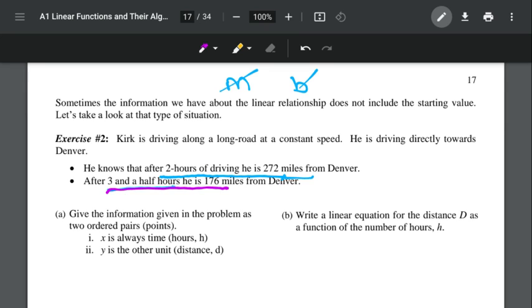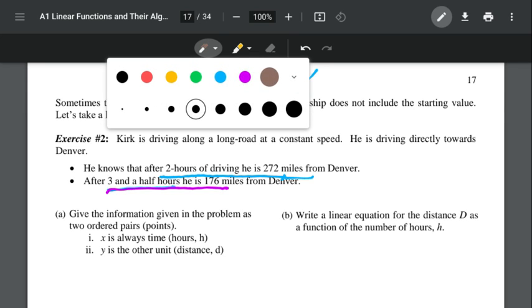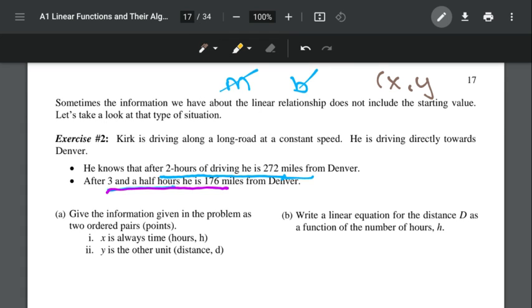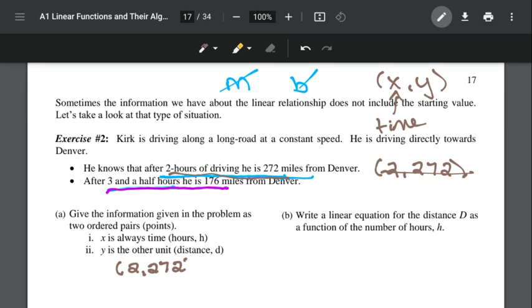This is the type of problem where they give us 2 points, 2 coordinate pairs. Remember, x is always time. So when we make a point, we have an x and a y. The x is always time, and then the y is whatever else they give you. So for my first one, 2 hours, 272 miles, I'm going to make this point (2, 272). And then the other point is (3, 176).